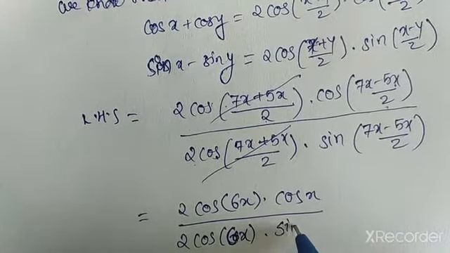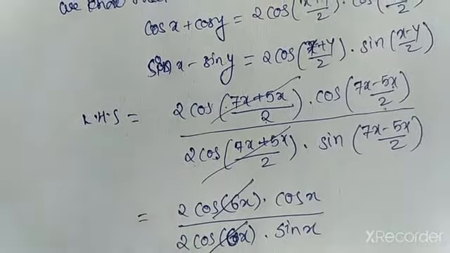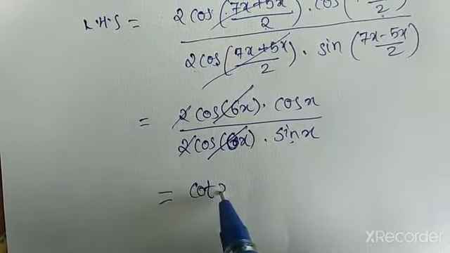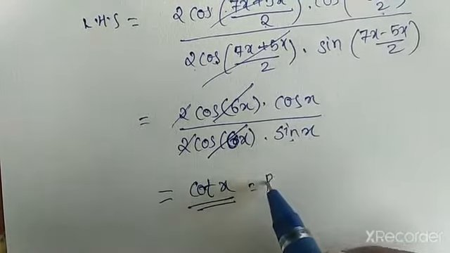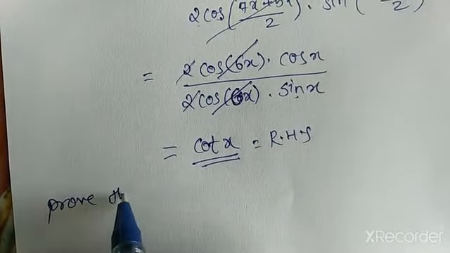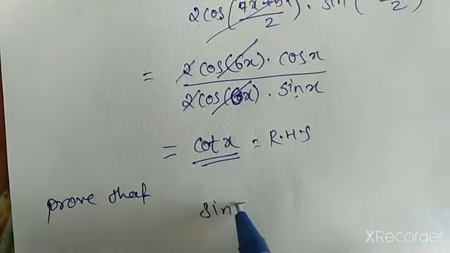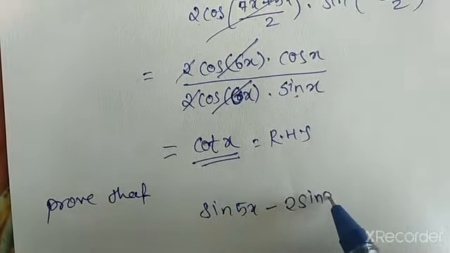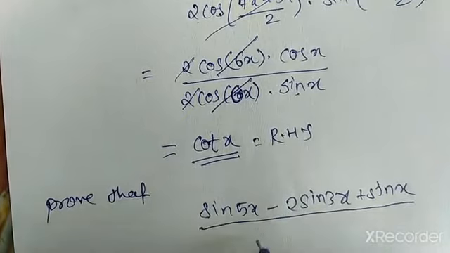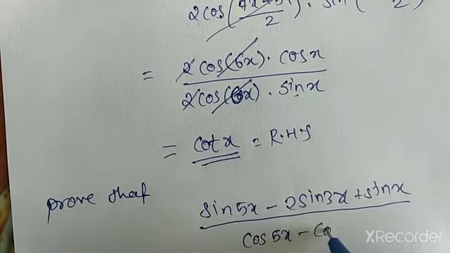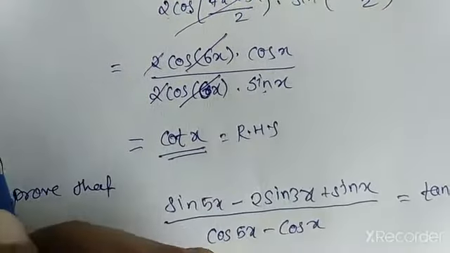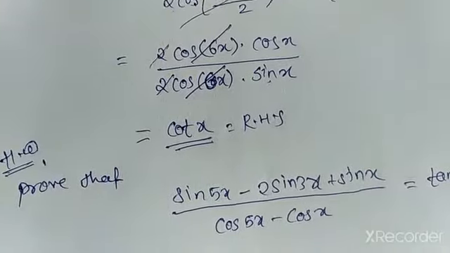Here cos 6x will cancel from numerator and denominator, and the 2 will cancel. Cos upon sin is cot x, which is equal to RHS. Similarly, you can prove that sin 5x minus twice sin 3x plus sin x divided by cos 5x minus cos x is equal to tan x. This is your homework, which you have to prove.